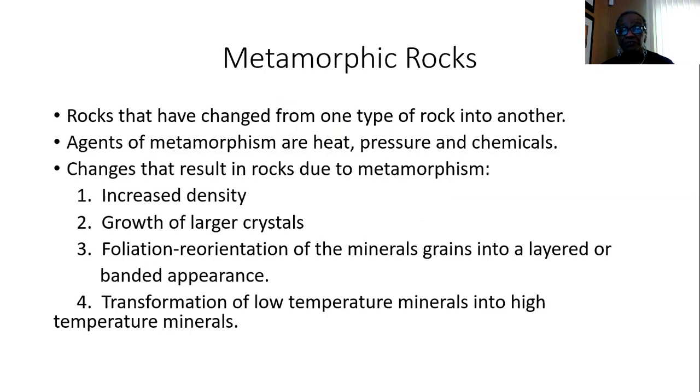All right, now metamorphic rocks are changed from, that means that these rocks are changed from one type of rock to another. And so we call the original rock that has been exposed to any of those agents of metamorphism, like heat, pressure, and chemical, we call that the parent rock. For example, when limestone is exposed to extreme heat and pressure, it becomes marble. So the limestone is the parent rock.